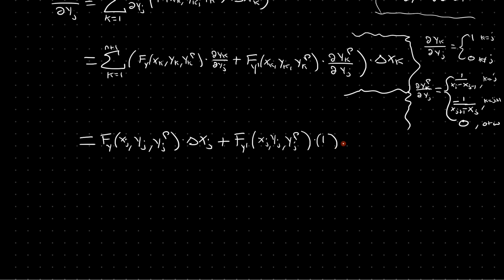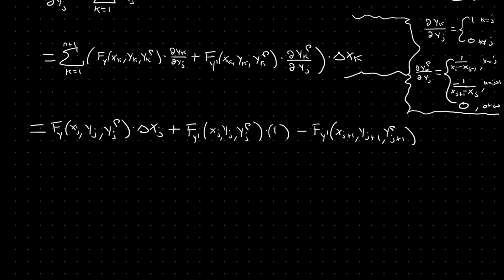And then we have minus, because this is negative, when k equals j plus 1, you have fy prime at xj plus 1, yj plus 1, yp, j plus 1. And this is times negative, because there's a negative when k equals j plus 1. But just like before, you have 1 over delta xj plus 1, or xj plus 1 minus xj, times delta xj plus 1, because k equals j plus 1 here for this term. And these are the three terms that this sum reduces to under these assumptions.